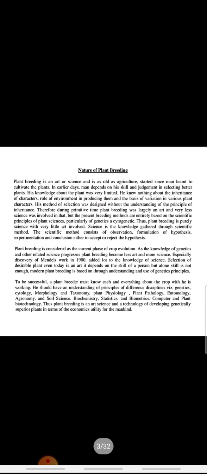Nature of plant breeding. Here we will see the nature of plant breeding. In short, plant breeding is an art or science, and is as old as agriculture, which started since man learned to cultivate plants. In earlier days, man depended on his skills and judgment in selecting better plants. His knowledge about plants was very limited. He knew nothing about the inheritance of characters, the role of environment in producing them, and the basis of variation in various plant characters. His method of selection was designed without the understanding of the principles of inheritance.